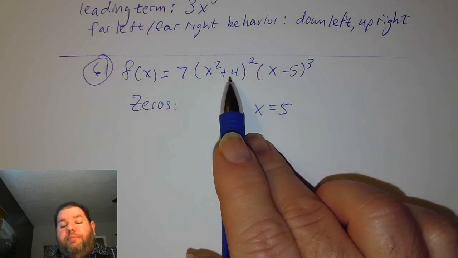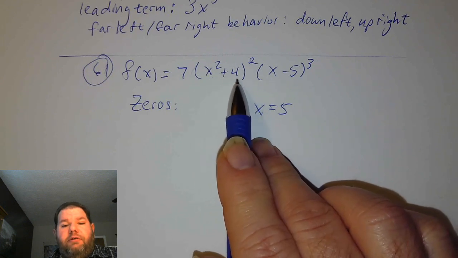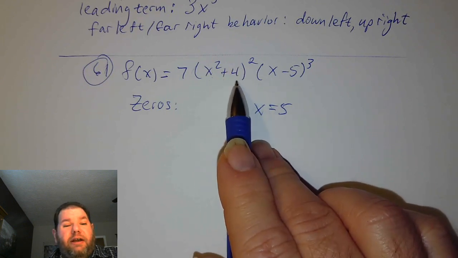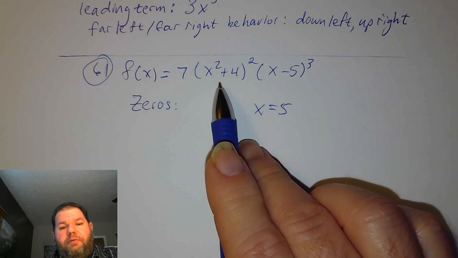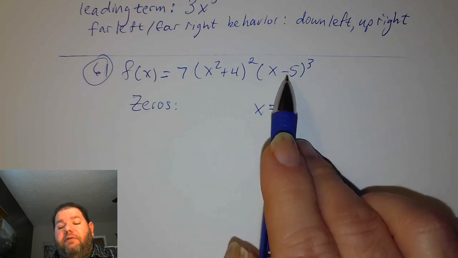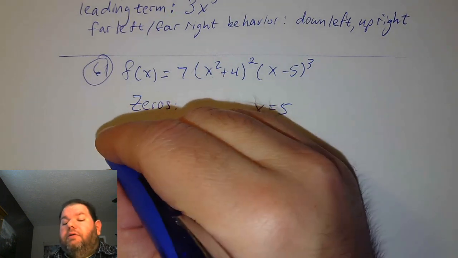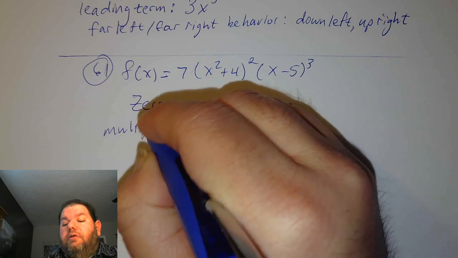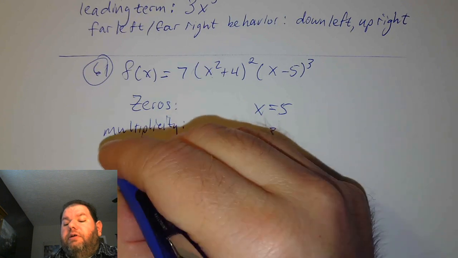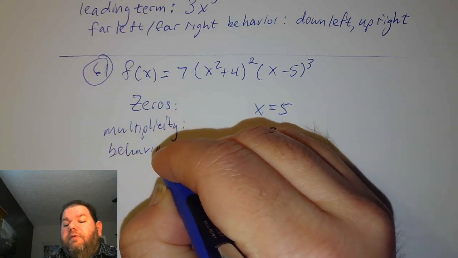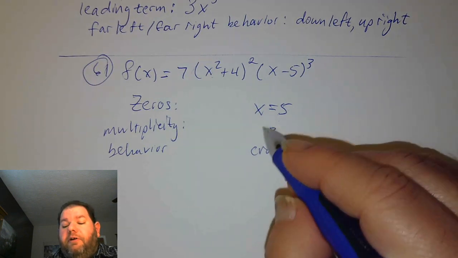Notice that this is x squared plus 4. It's not factorable, and in fact, if we solve x squared plus 4 equal to 0, that means x squared equals negative 4. We take the square root, we get imaginary answers for that part of the problem. So it's really only the single real zero that we get here. Our multiplicity is 3, and the behavior is that it crosses the x-axis at x equals 5 because of the odd multiplicity.